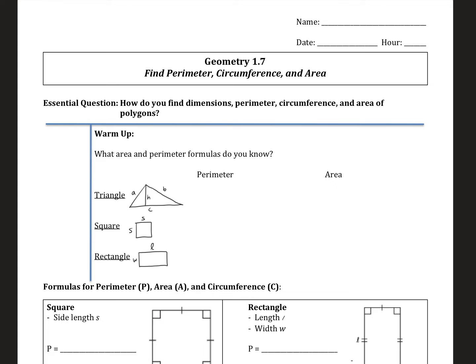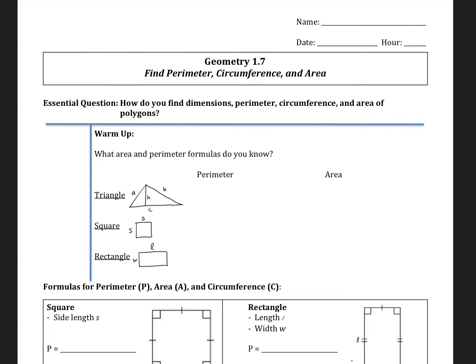We're ending the chapter with 1.7, which is finding perimeter, circumference, and area. Our central question is how do you find dimensions, perimeter, circumference, and area of polygons or different shapes? All right, so why don't you go ahead and do the warm-up. I actually drew those. Those shouldn't be in your notes, the triangle, square, and rectangle. I drew them and labeled them, so go ahead and draw those and see if you can remember any formulas for perimeter and area of a triangle, square, and rectangle. Go ahead and pause the video.